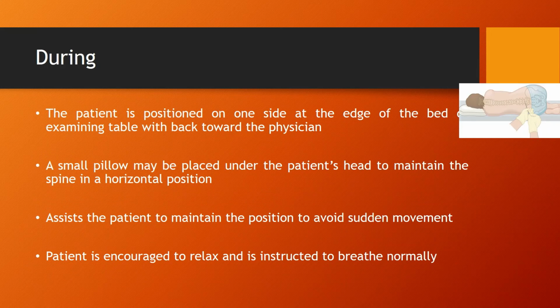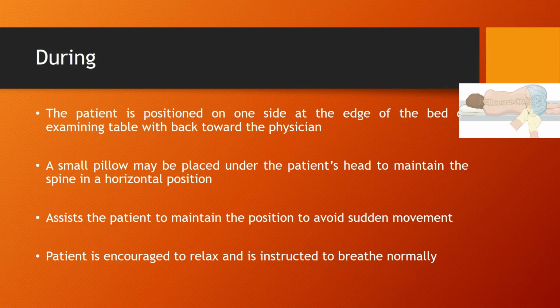During the procedure, the patient is positioned on one side at the edge of the bed or examining table, with the back toward the physician. The thighs and legs are flexed as much as possible to increase the space between the spinous processes of the vertebrae for easier entry into the subarachnoid space. A small pillow may be placed under the patient's head to maintain the spine in a horizontal position. A pillow may be placed between the legs to prevent the upper leg from rolling forward.